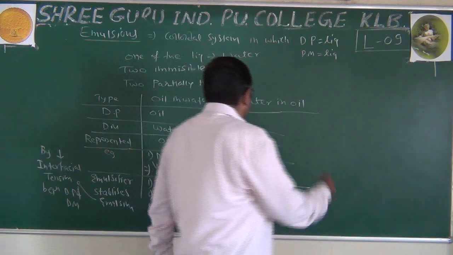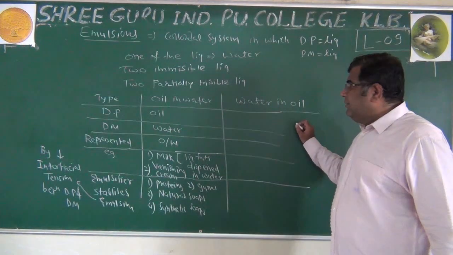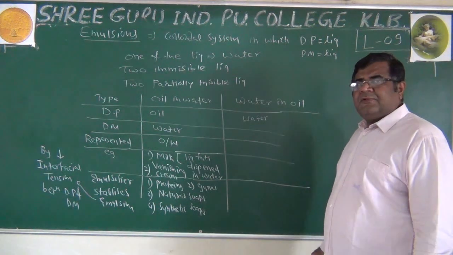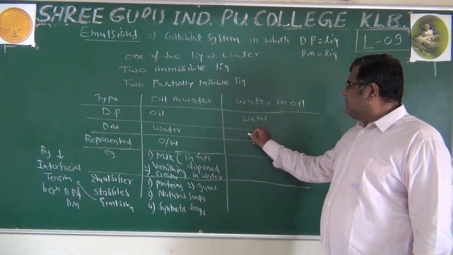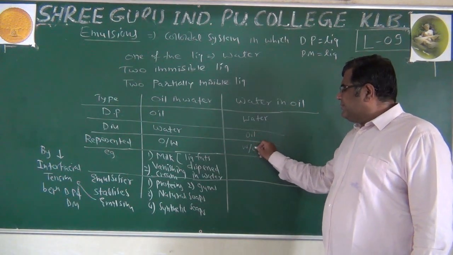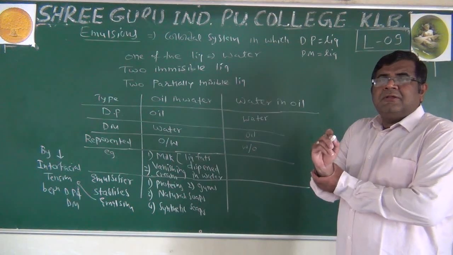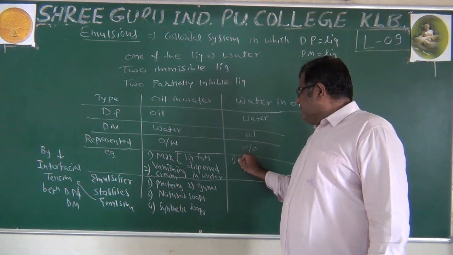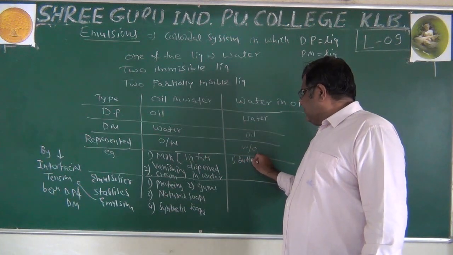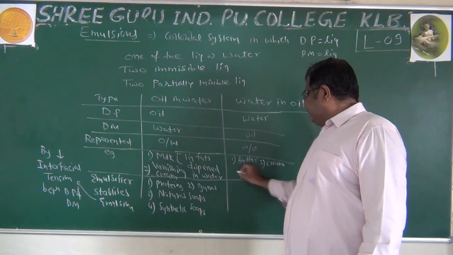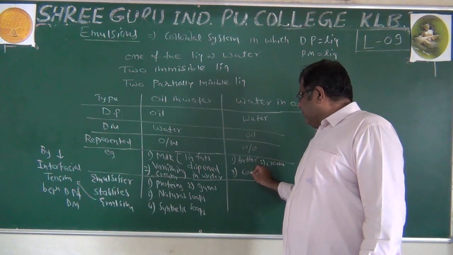Now the other type, water in oil. The dispersed phase is water. Water particles are dispersed. The medium is oil, represented by W/O. Examples are butter, cream, and cod liver oil.